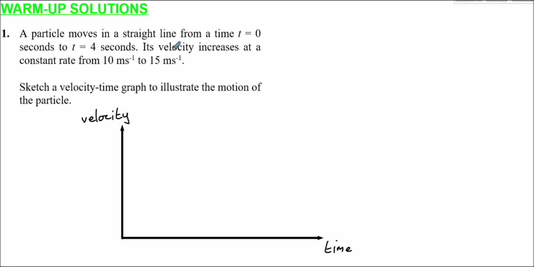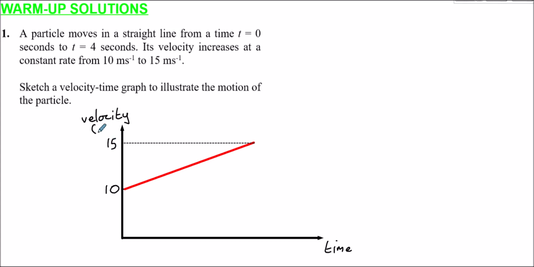So we put time on the horizontal axis, and up here on the vertical axis is velocity. Now we're told that its velocity increases at a constant rate. This means the acceleration is constant and the gradient of the line will be constant. It'll be a straight line graph. So it starts off at 10 meters per second, and it's going to accelerate to 15 meters per second. So starting here, it's going to accelerate like so. Its final speed we can label as 15 meters per second.